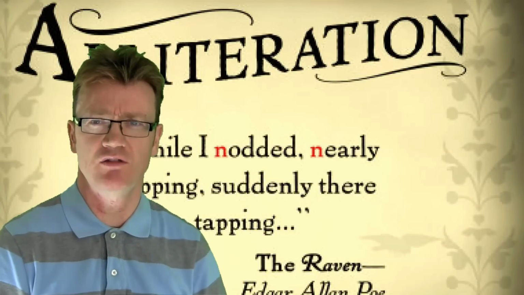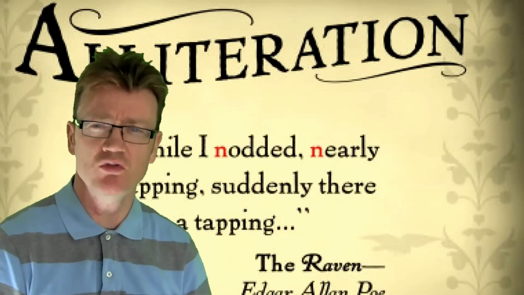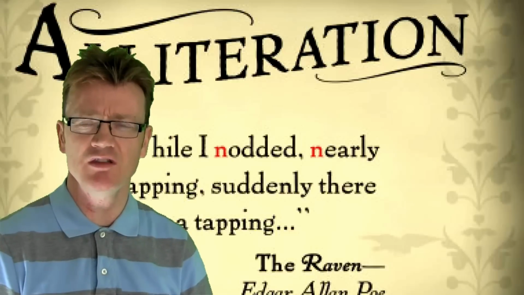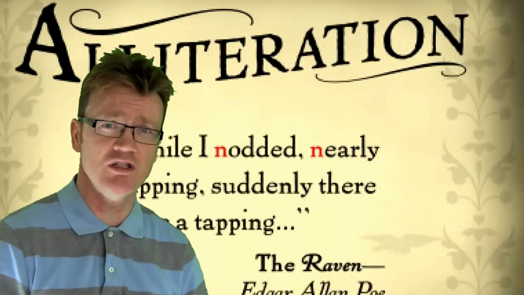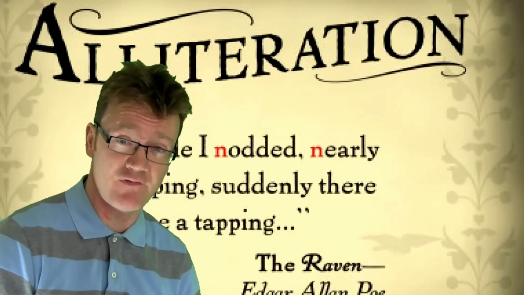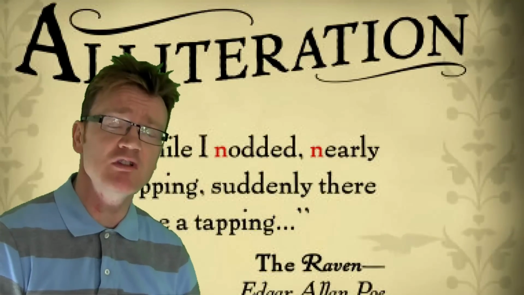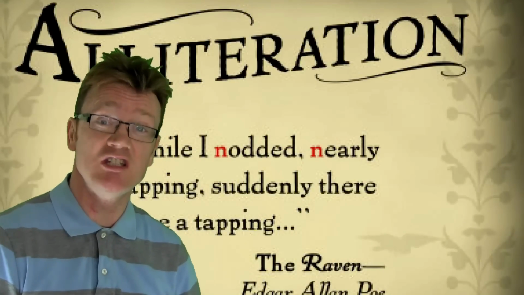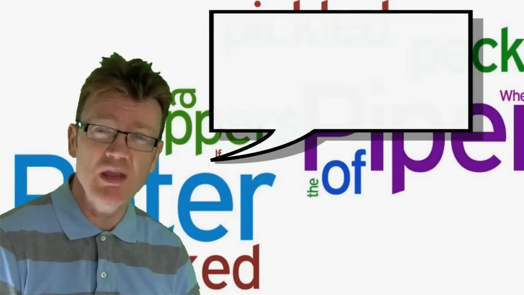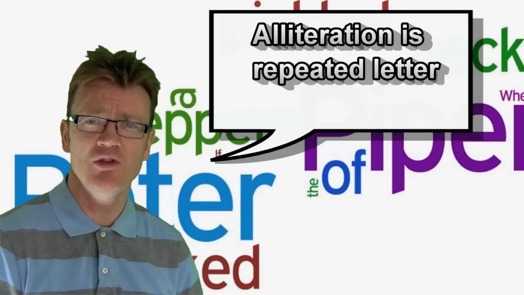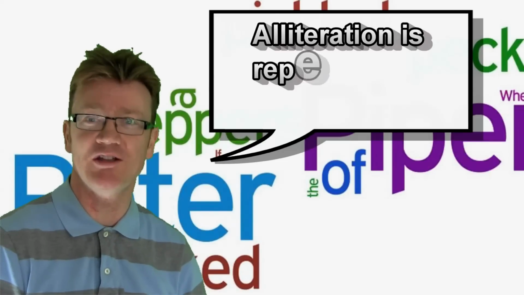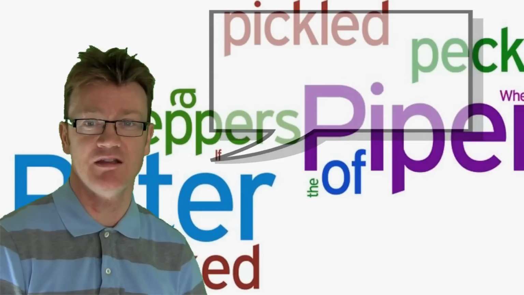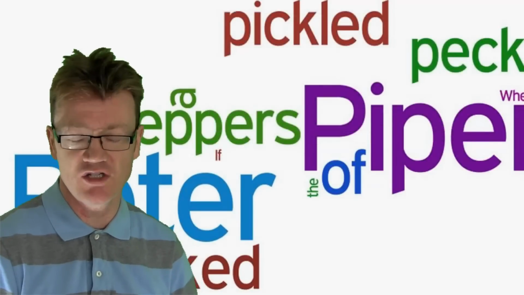What's the effect of alliteration when it's used in literature? These are the two questions I'm going to answer. Firstly, alliteration is relatively easy to define. Most famously, it's used in tongue twisters, and it's repeated letter sounds. So, Peter Piper picked a peck of pickled pepper, if I can say it correctly, is a classic example of alliteration.